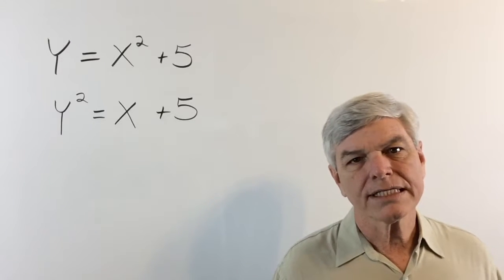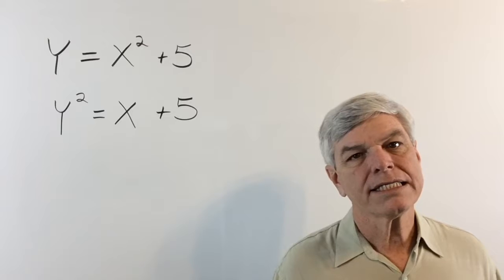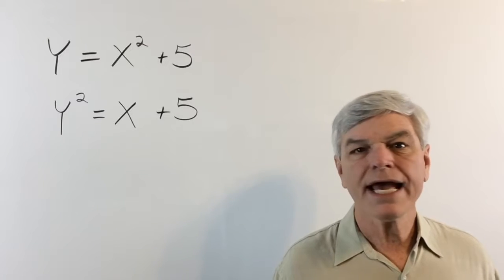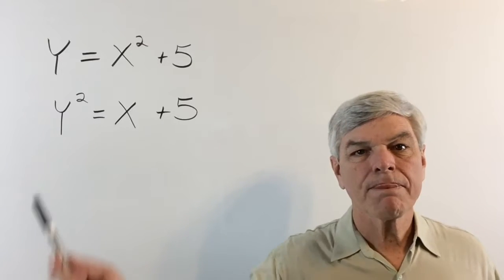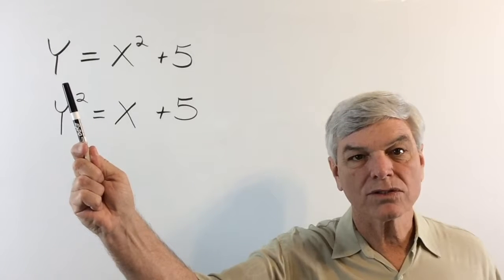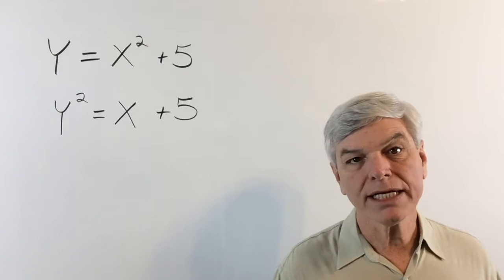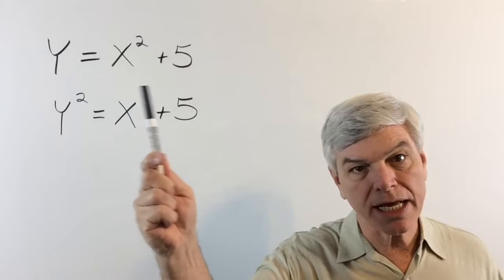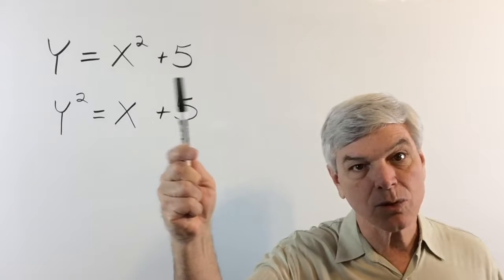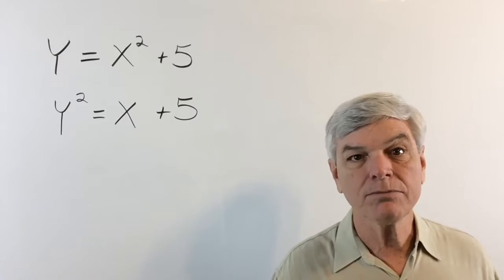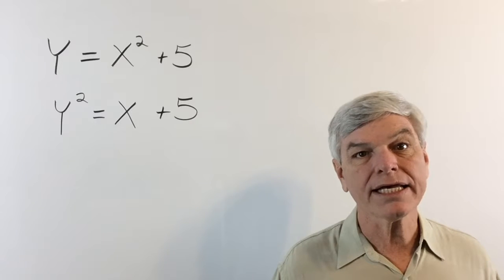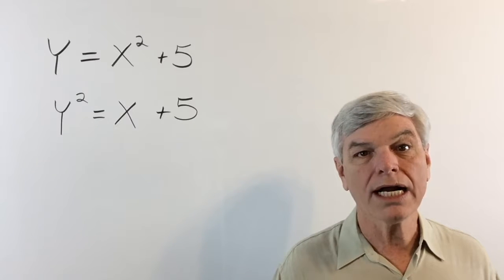The other thing that is helpful is that everything has to be reduced to 1y equals. Now 1y can equal anything. It can equal x plus 5, it can equal x squared plus 5, it can equal x cubed plus 5, it can equal anything as long as you get it down to 1y equals.